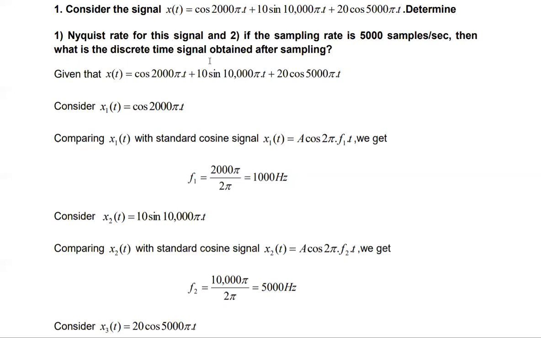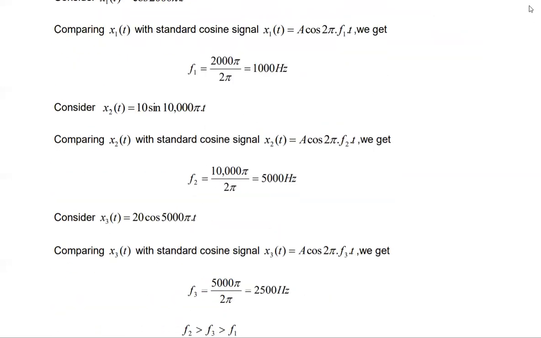Similarly, we have to find the frequency for the second signal. What is the second signal? The second signal x2 of t is 10 sin 10,000 pi t. We compare it with the standard sine waveform. The standard sine waveform is x2 of t equal to A sin 2 pi f2 t, not cos but sine. Comparing these two equations, we get f2 equal to 10,000 pi divided by 2 pi, which is 5000 hertz. So the frequency for the second signal is 5000 hertz.